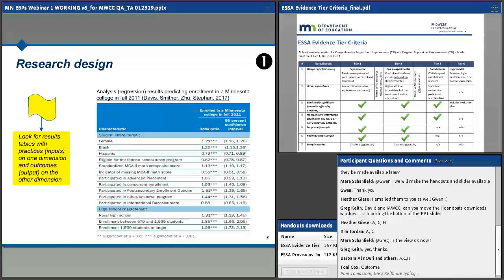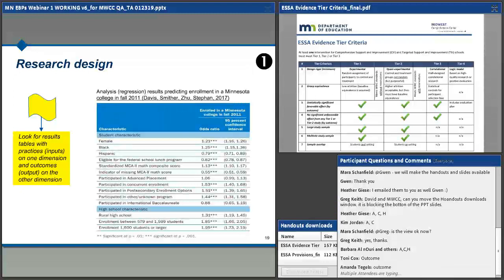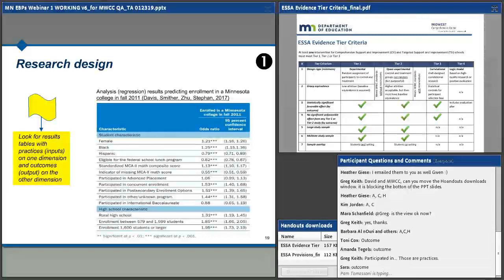I know this is the first time you've seen it. Yes, so we're starting to get some answers here. Outcome is the correct answer. And you can think of that in terms of, well, enrollment in Minnesota colleges is certainly not a practice that might be looked at in terms of the data that's in this results table. It sounds like an outcome that we're looking at.